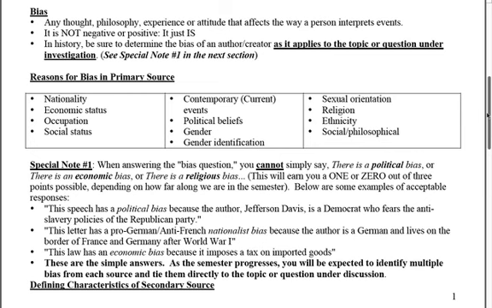Social status separated from economic status may be if you've lived in a town for a long time and you have a family legacy of some sort. Contemporary events, political beliefs, gender, male or female, gender identification, how you view yourself, sexual orientation, gay or straight, religion or lack of religion, ethnicity, I would add race along with that, and social and philosophical bias.